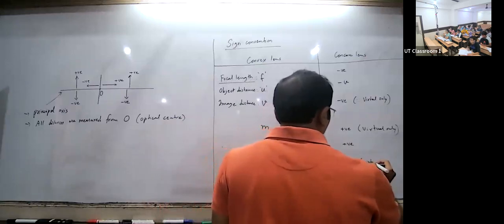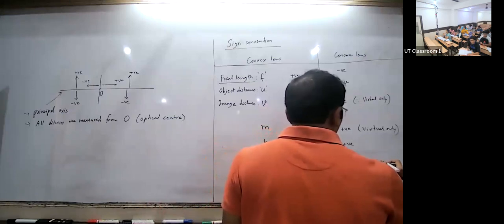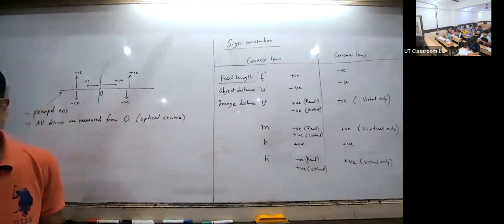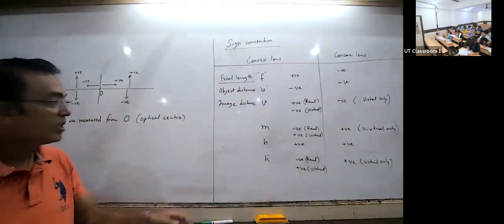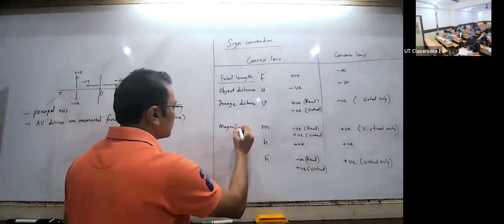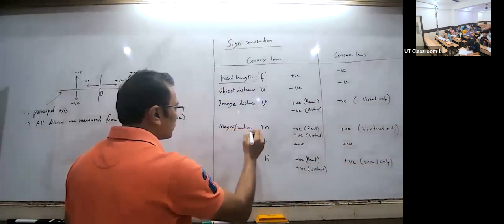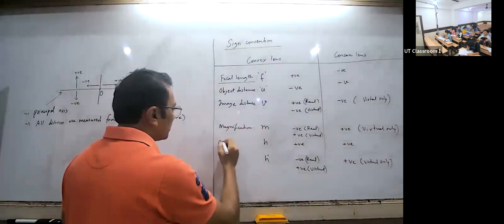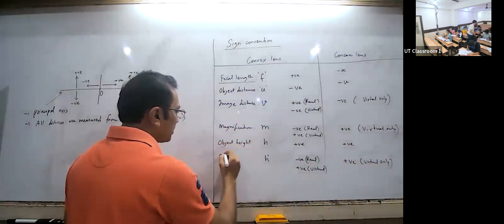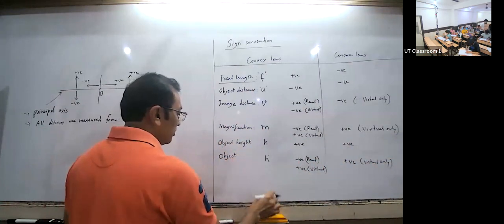So the form is H. What is the form of H? Object height, you can write height or size of object, and image. Okay, this is magnification.